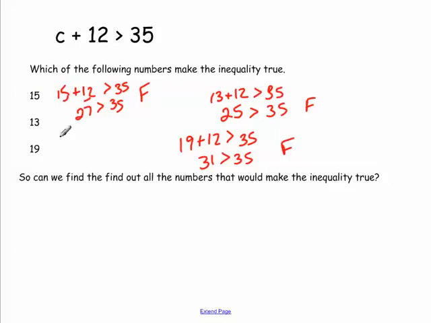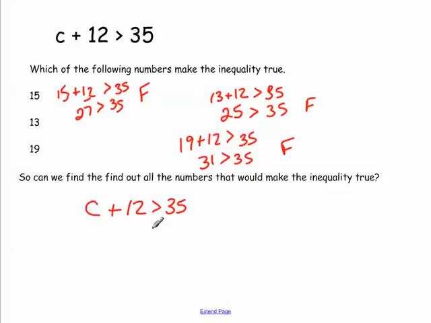I could keep trying numbers and trying numbers, but that could get to be kind of old. So let's do this. Let's go ahead and solve this as if it were an equation. Let's kind of forget that this is a greater than sign. Just solve it as if it were the equal sign.